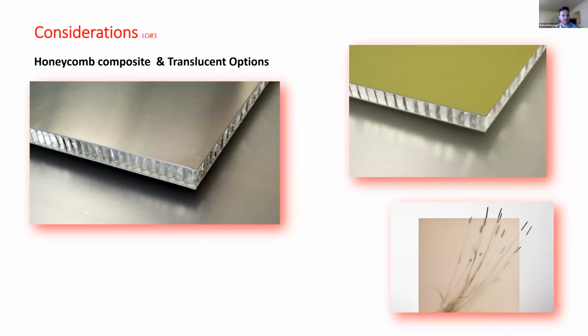Now we're going to look at honeycomb composites and translucent panels. These materials aren't just about adding design appeal. They bring a functional benefit. They're lightweight, they're strong, and they can add fire resistance. It's interesting to note that honeycomb structures were inspired by nature, and they're renowned for their strength to weight ratio. They make an excellent choice for innovative design solutions.